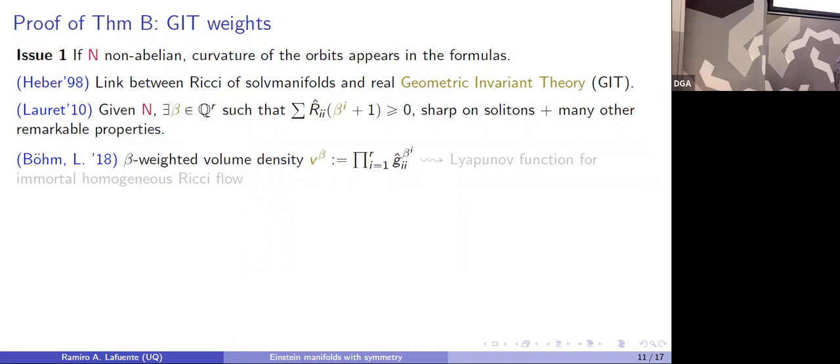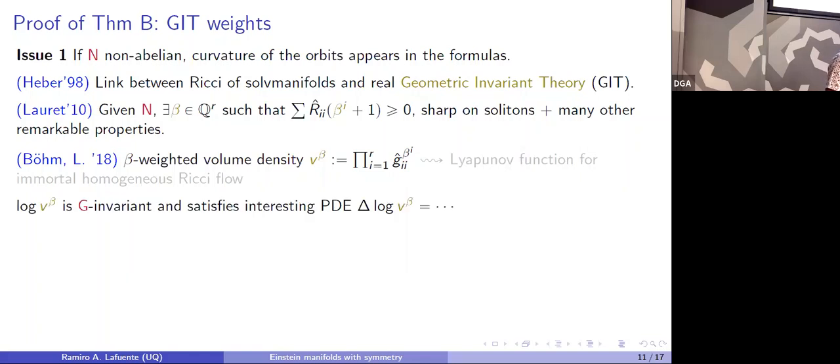So imagine that Gij is diagonal. The determinant would be the product of Gii. But this is the determinant with weights given by this GIT theory. GIT, sorry. So we introduced this. It was crucial to construct the Lyapunov function.